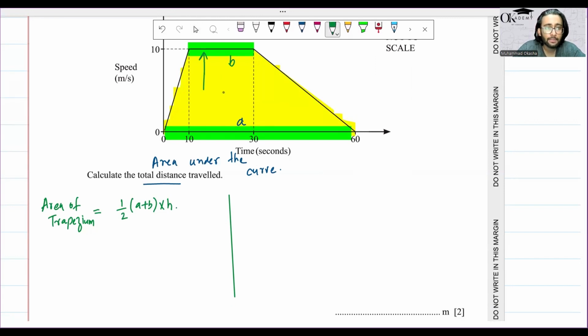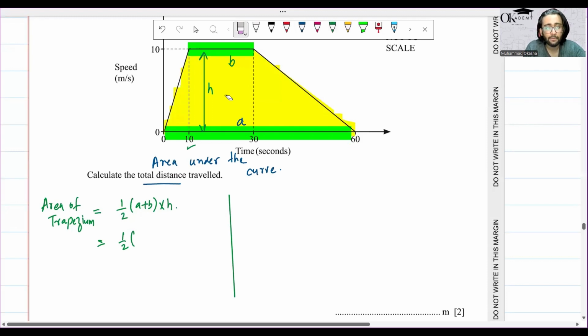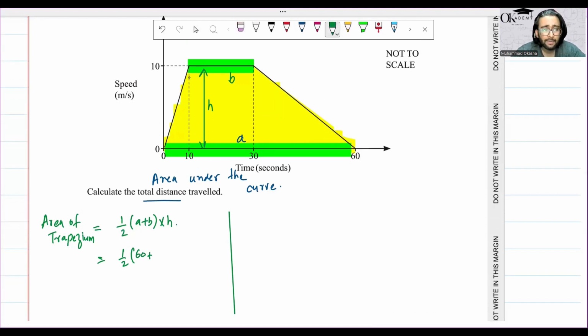The height of the trapezium, I think, is 10. So one half, A is 10 plus 30, all the way it's 60. I don't have to add this. 60 plus B, which is between 10 and 30, so it should be 20, because 30 minus 10 is equal to 20. So 60 plus 20 times the height, 10. That's the simplest way to do it. A half times 60 plus 20 is 80, times 10.